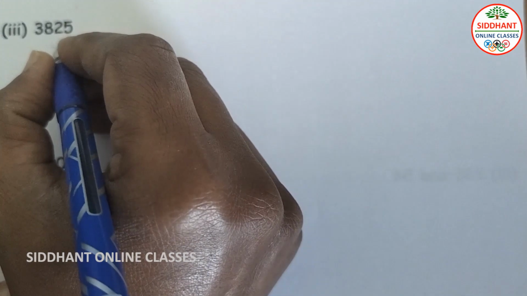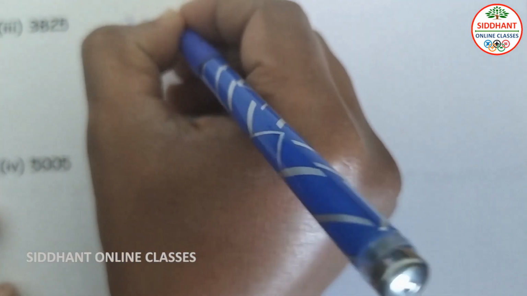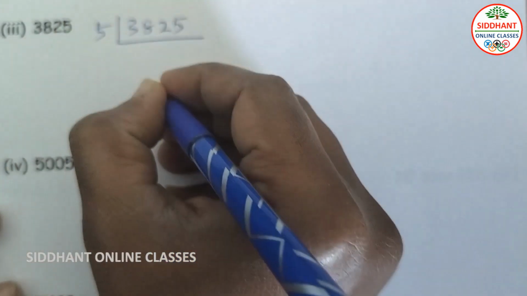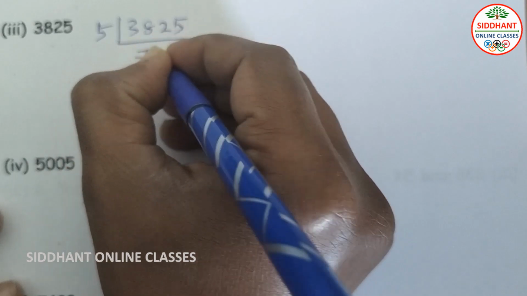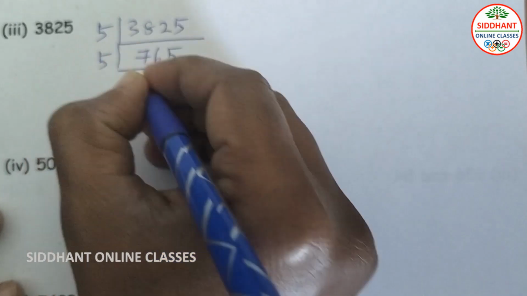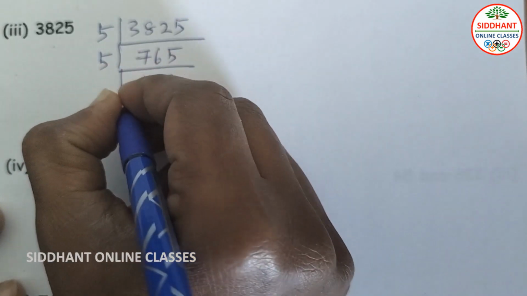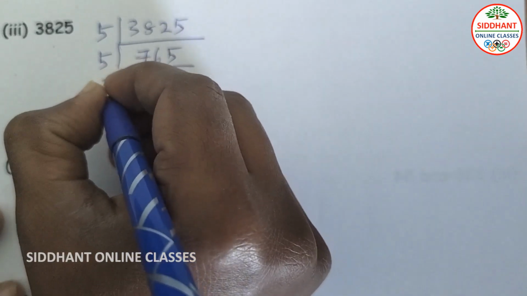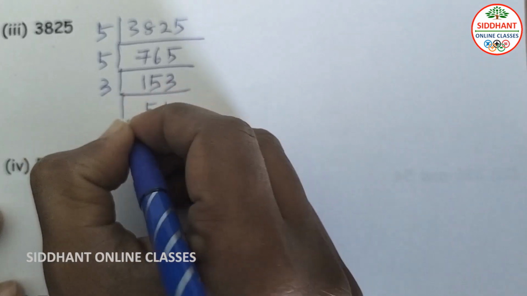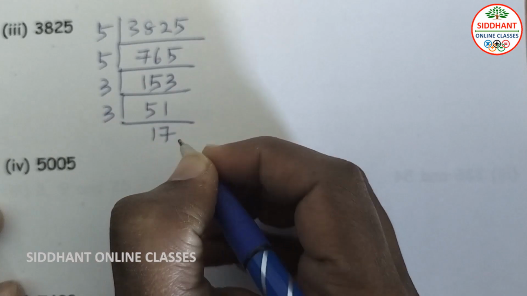Next number, 3825. It divides by 5, we get 765. We divide by 5 again, we get 153. Again it divides by 3, so we get 51. Again by 3, we get 17.